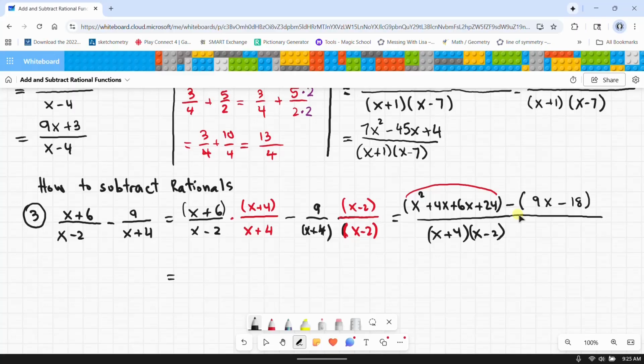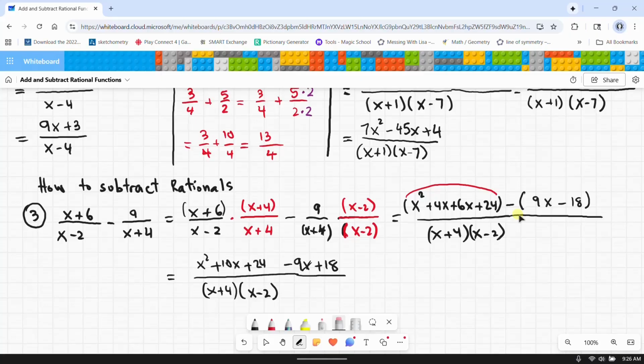Okay, so let's continue on down here. So the denominator is the same. Now let's simplify the first group. I have x squared plus 10x plus 24. So let's open this bracket to see what we got. Okay, so what we have here is minus 9x plus 18. So now I'm going to open the bracket.